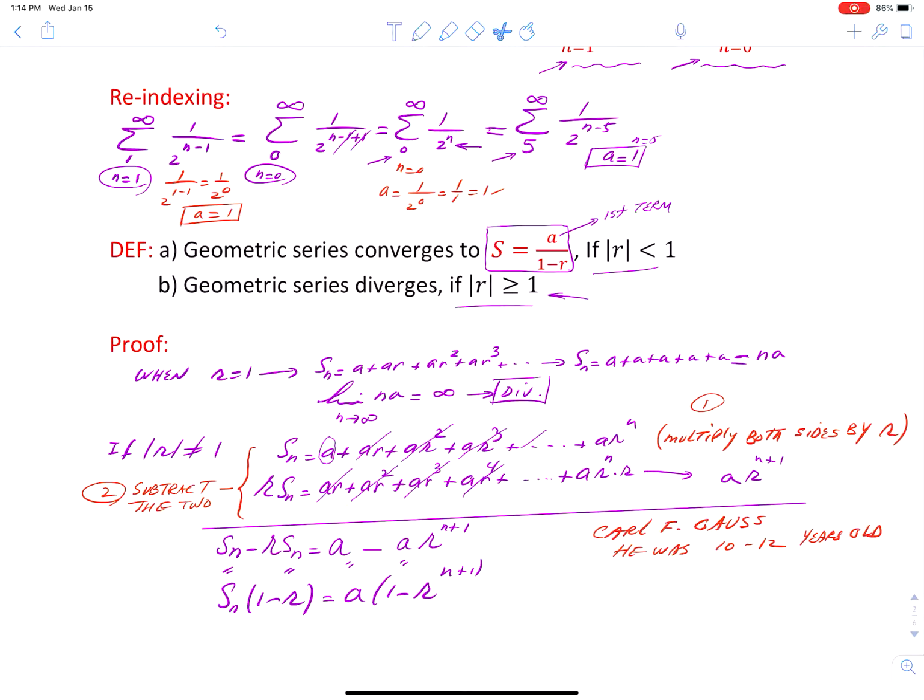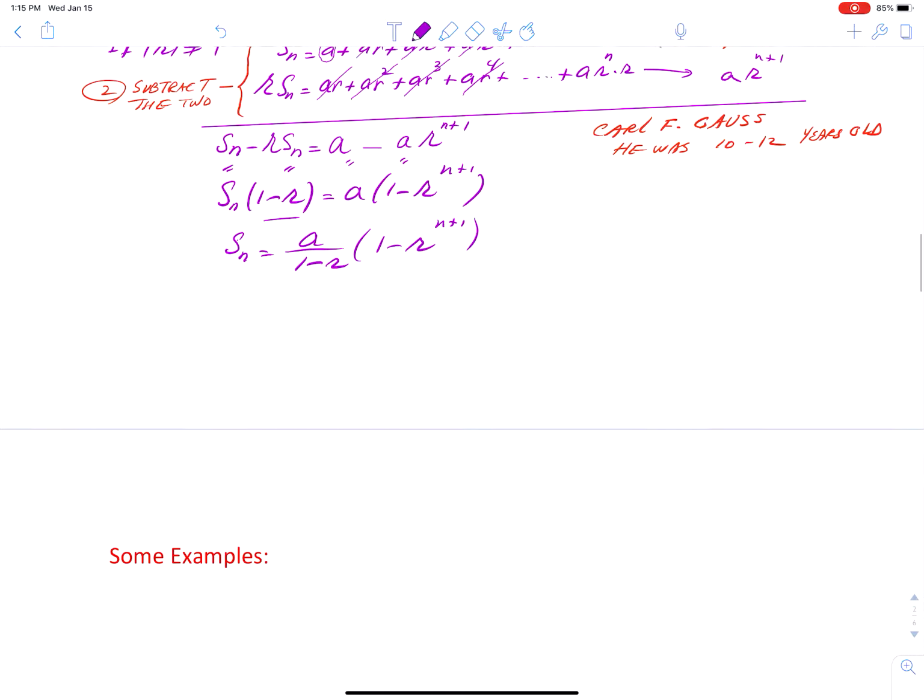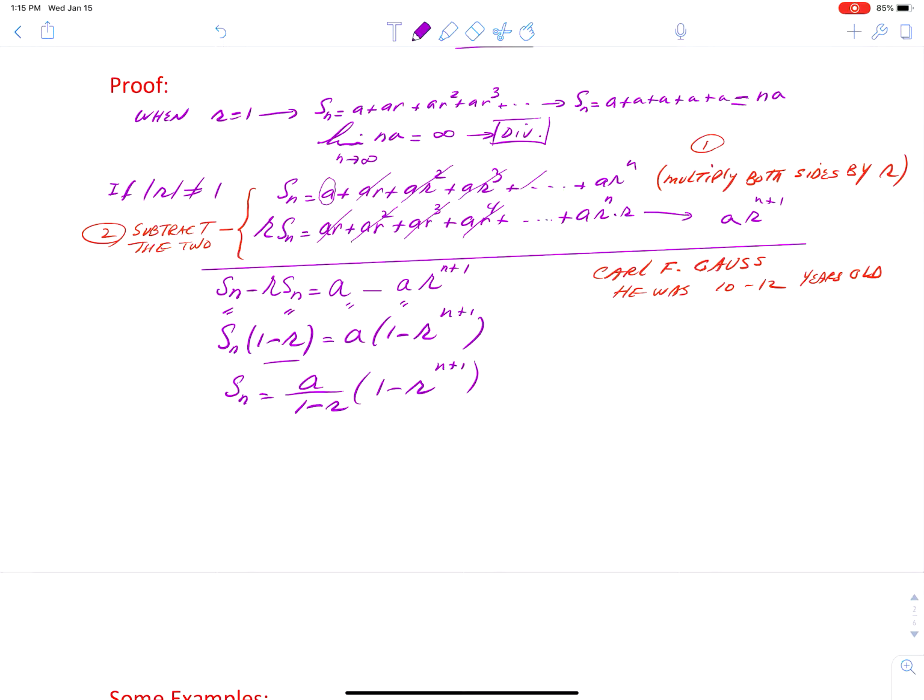and then it says, what are we looking for to begin with? We started with S of n. So I divide both sides of the equation by this, and I end up getting S of n being a divided by 1 minus r times 1 minus r to the n plus 1. So he got to this point, and then he came up with this idea of limit.